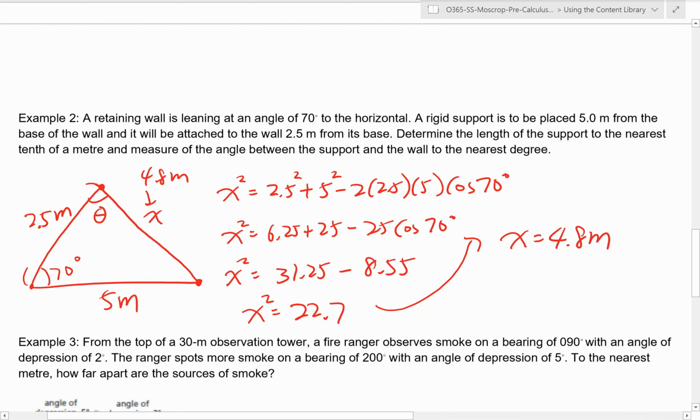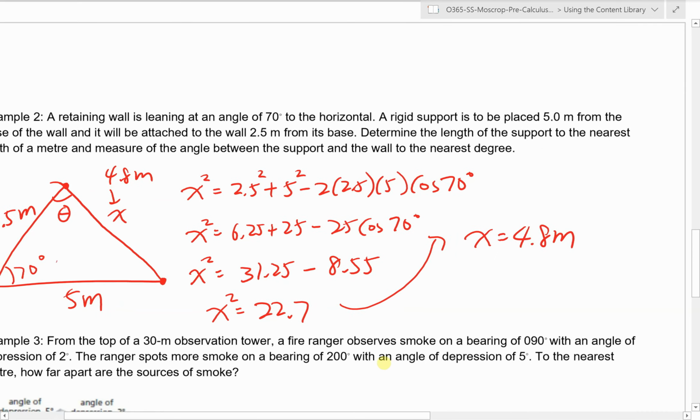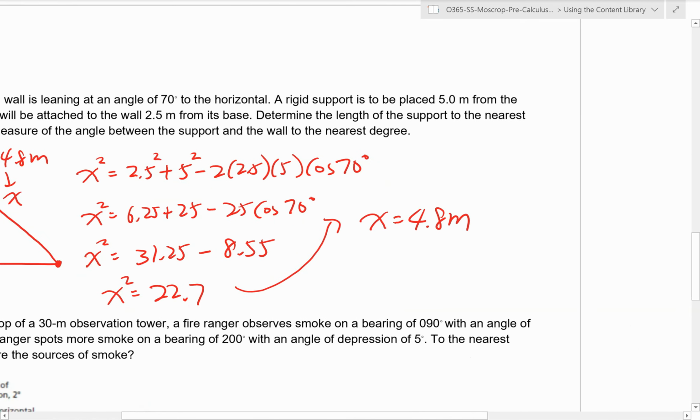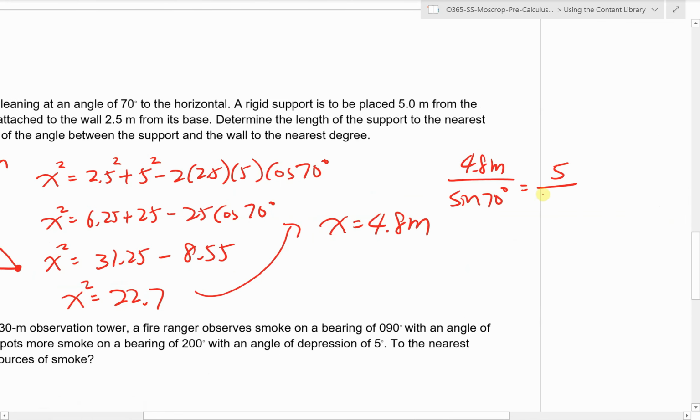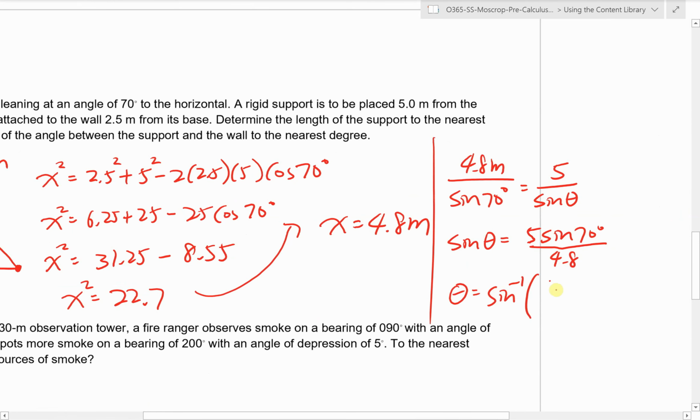Now once we solve for x, we have a pair solved. This is 70 degrees and this is 4.8 meters, which means we can now use sine law. So we have 4.8 meters divided by sine of the angle 70 degrees. This should equal, we're looking for angle theta, and the pair for theta is the 5 meters, so it's equal to 5 over sine theta. Cross multiply, and you should get sine theta is equal to 5 sine 70 degrees divided by 4.8. And to find angle theta, you simply take the inverse sine of whatever is on the right.